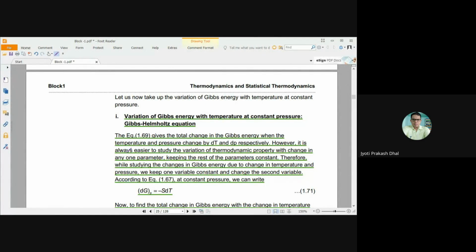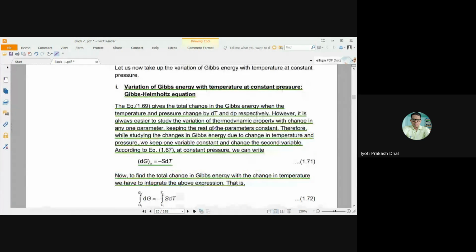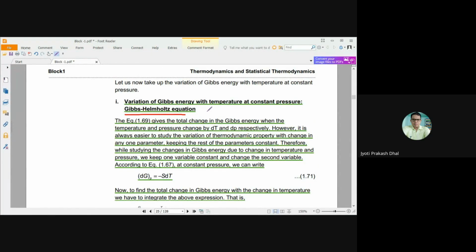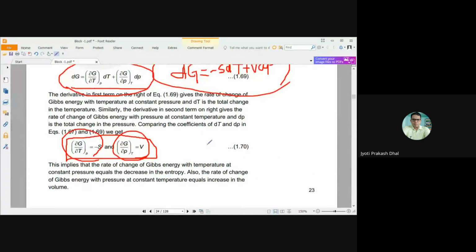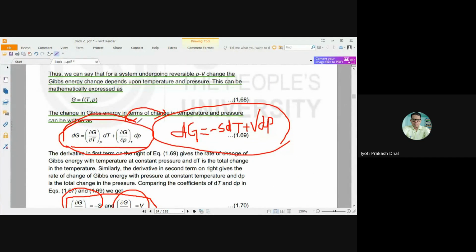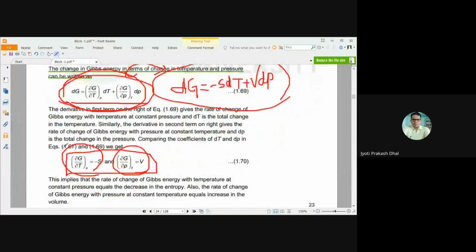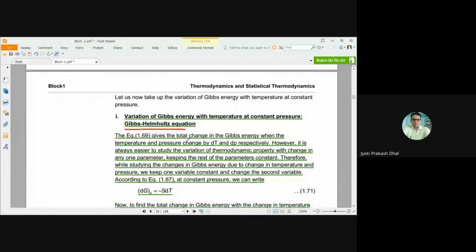Now coming to the next expression, that is variation of Gibbs energy with temperature at constant pressure. Variation of Gibbs energy with temperature at constant pressure is called the Gibbs-Helmholtz equation. Now this equation 69, the partial derivative form, is dG equals del G by del T at constant pressure dT plus del G by del P at constant temperature dP. This is equation 69.